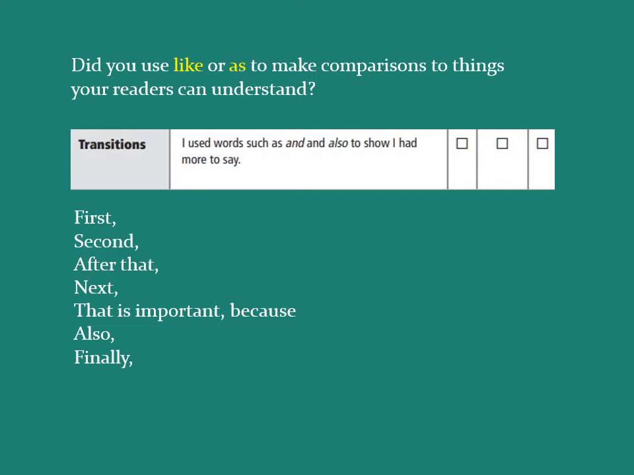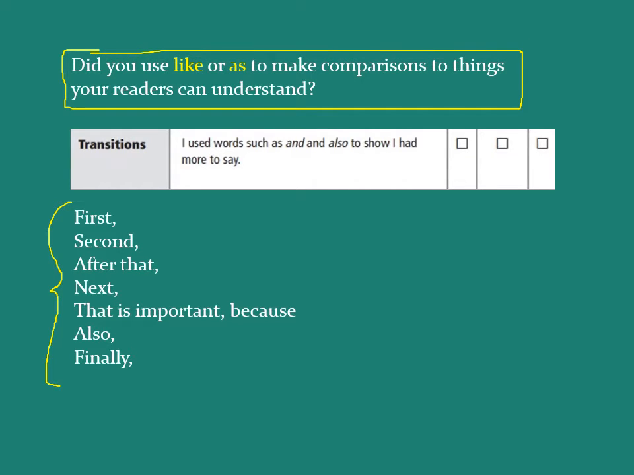And then I used words such as and also to show I had more to say. So look at the bottom part here. It says first, second, after that, next. That is important because also, finally. And you might remember there was a video a couple of weeks ago where I gave you a big list of these. Okay, so I want to be sure you have transition words in your writing. And also, this is not a transition sentence here, but did you use like or as to make comparisons to things your readers can understand?